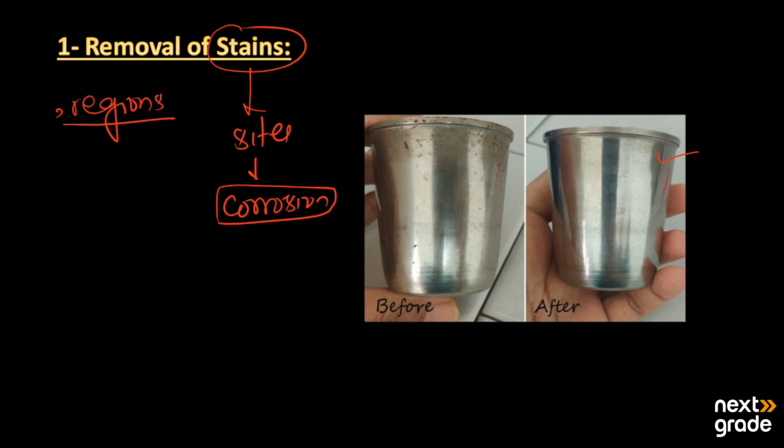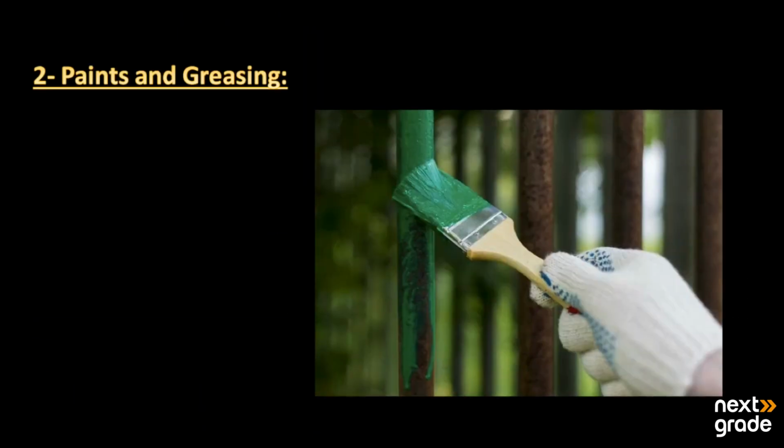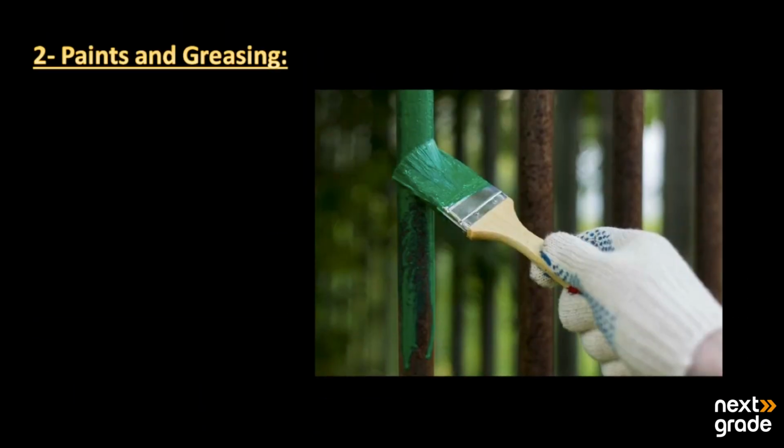In this picture, you can see that this surface has some stains. This is the before picture, but after we remove these stains, the metal surface is clean and it is prevented from corrosion. So, if we remove the rusting stains or the ridges in this way, it can be prevented from rust or corrosion.